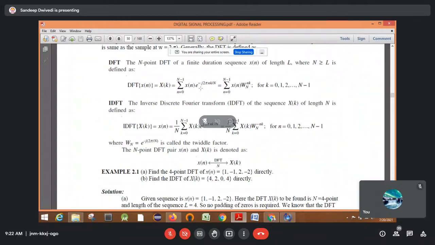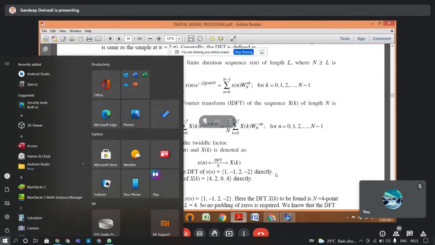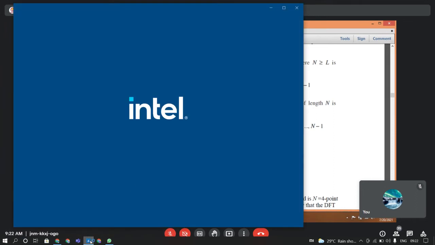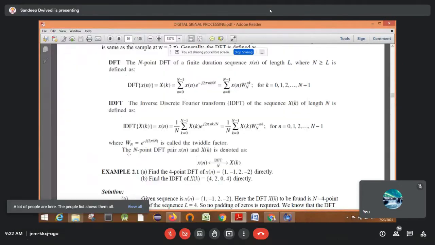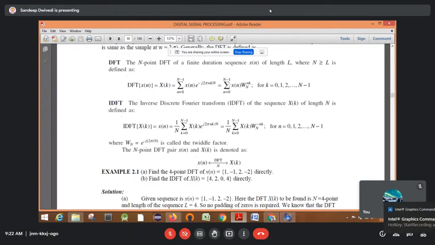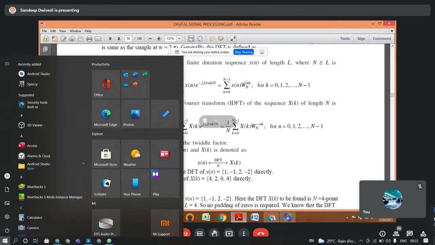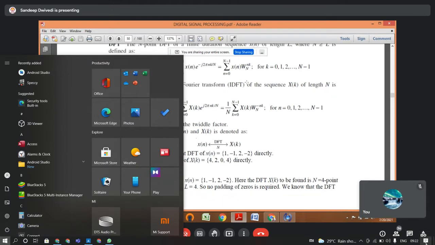Formula. Here e raised to power minus j 2 pi divided by capital N. So this is nothing but the twiddle factor. That is the twiddle factor. That thing you can replace by W. So the formula will be reduced like this. And by using this formula, you can write this DFT in a matrix form.